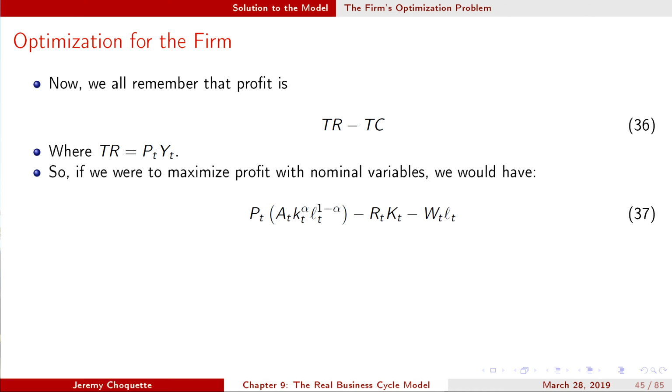So if we were to maximize profit with nominal variables, this is what we would have. I've got P_t times that stuff in the parentheses, the production function, A times K to the alpha times L to the 1 minus alpha, right? So that's my total revenue, but then I've got to subtract out my total costs. Well, my total costs are the nominal rental rate on capital times capital, plus the nominal wage rate on labor times labor.